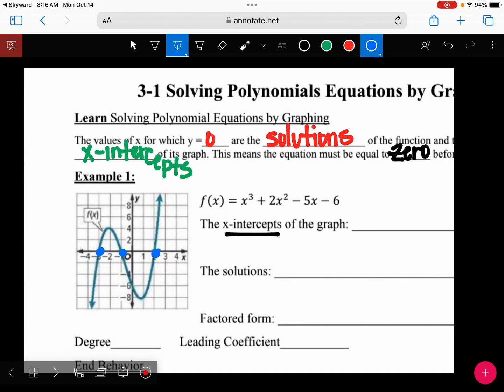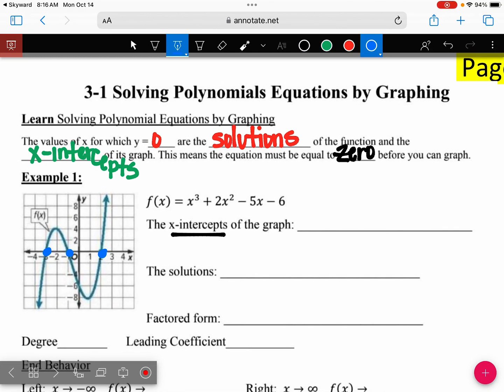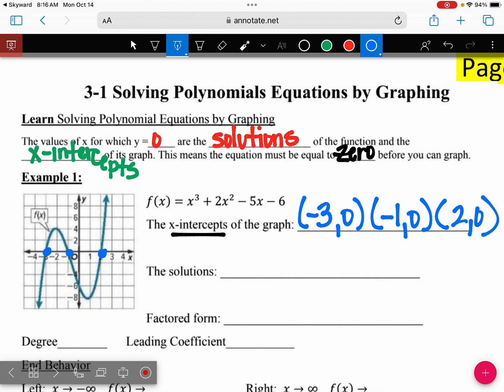So that means that my x-intercepts, which I'm going to write as ordered pairs, would be at -3, -1, and +2. Now, when we're talking about our solutions, though, our solutions would just be x is equal to those numbers. So x equals -3, -1, and 2.